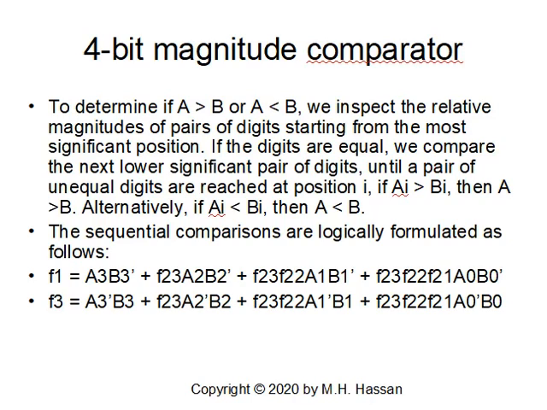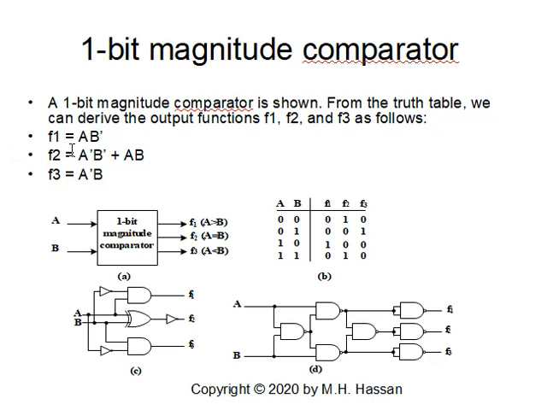We say the following. F1 is equal to 1 if A3 is greater than B3. This is the most significant bit. See, this came again from this equation: F1 is equal to AB prime. F1 at the third position will be A3 B3 prime. The same thing with the less than: F3 is A prime B. So for less than, at the most significant bits, A has to be 0 and B has to be 1.